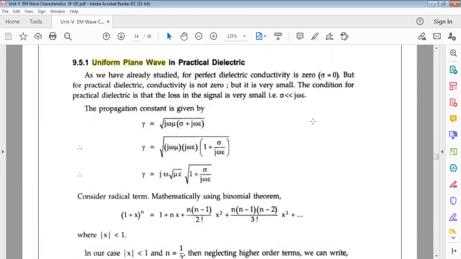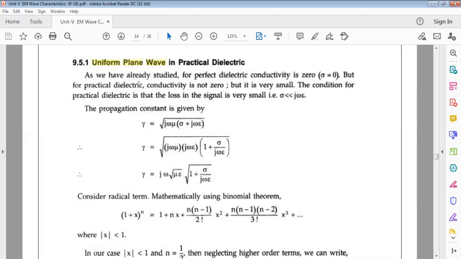The next topic is the uniform plane wave in the practical dielectric. We discussed the uniform plane wave in free space, in a lossless or perfect dielectric, and in the lossy dielectric. There is a radical factor, the under root of 1 plus sigma by j omega epsilon, and there is an angle varying between 0 and pi by 4, so 45 degrees.